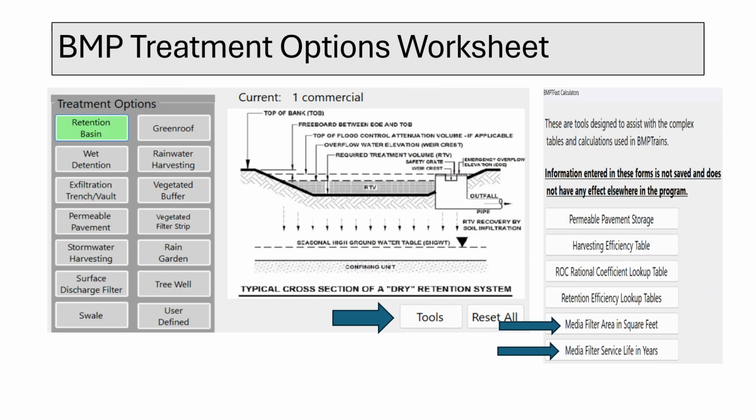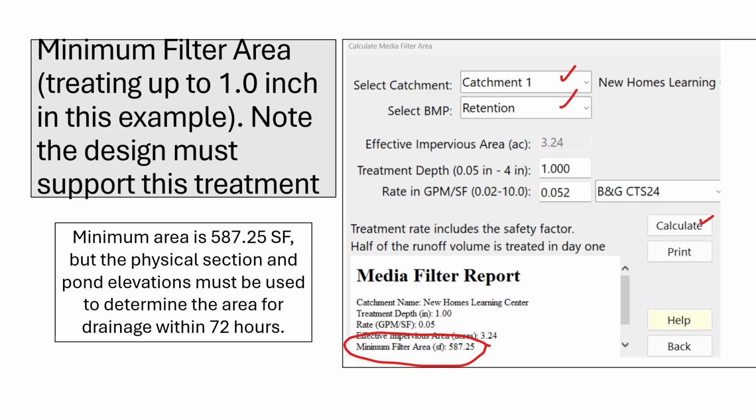To get started, please open the BMPFast software and navigate to the Treatment Options worksheet. Once there, you'll see a Tools Calculation button. Click on that, and then select both the Media Filter Minimum Surface Area and Service Life options to bring up those specific calculations. To treat up to 1 inch of runoff, the minimum calculated filter area required is 587.25 square feet.